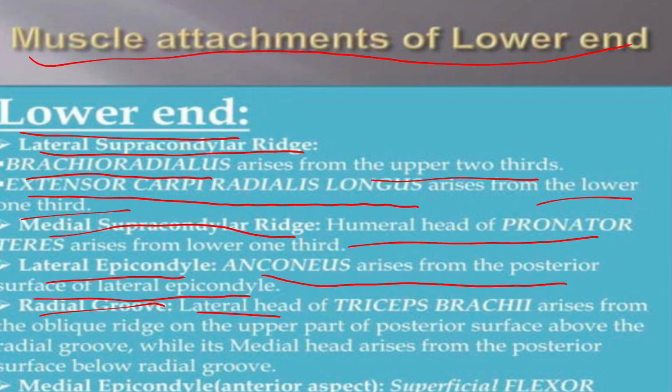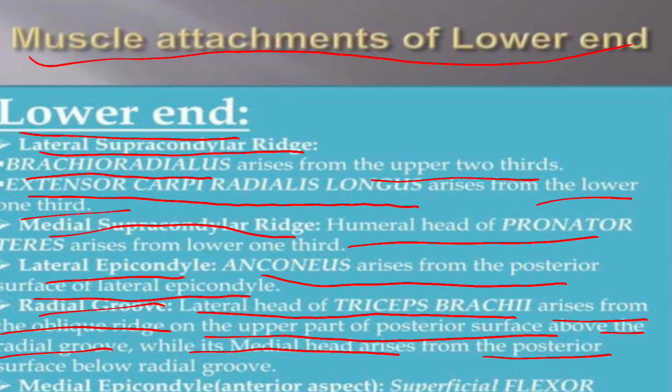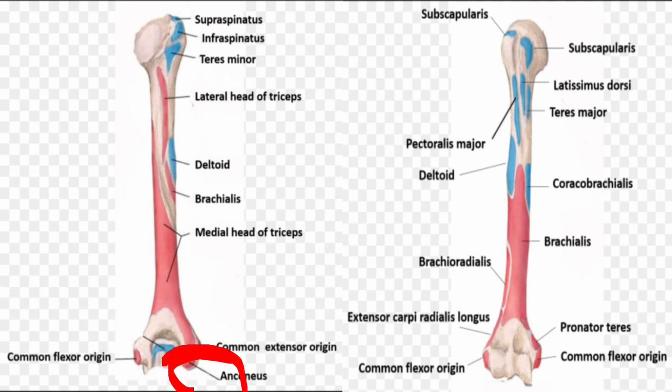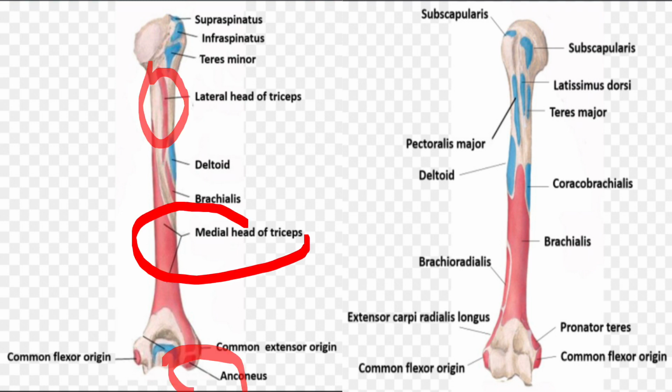Radial groove: lateral head of triceps brachii arises from the oblique ridge on the upper part of posterior surface above the radial groove, while its medial head arises from the posterior surface below the radial groove. You can see in the following diagram, lateral head of triceps, medial head of triceps.